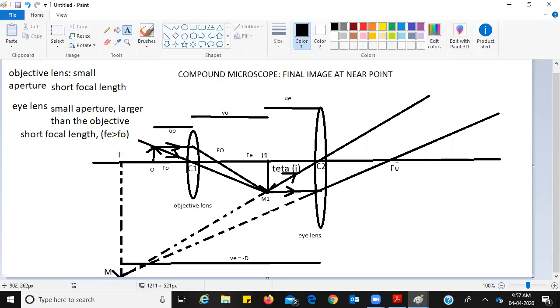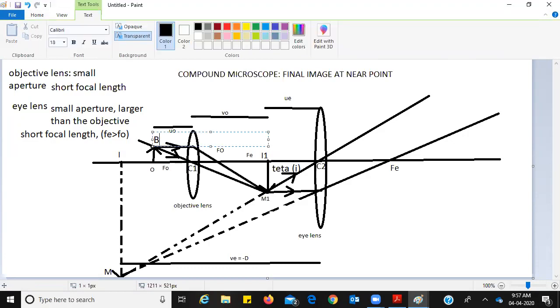For theta O, you have to be careful. It will not be I1 C2 M1. Theta O should be with the actual object, not the intermediate object, the first object. So it will be B C1 O. B, okay, there's a B, right? Yes, sir.